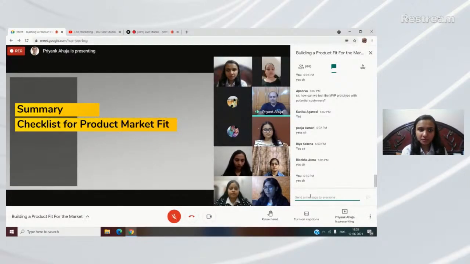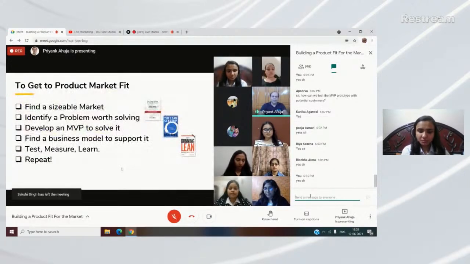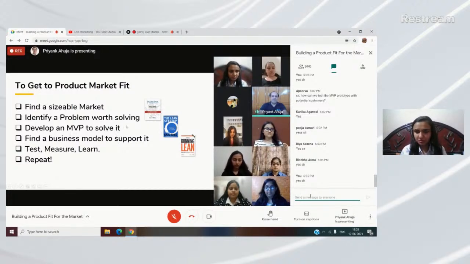So what is the summary finally for this product market fit discussion? These are the key points which we discussed. First, you need to find a sizable market for which you are going to experiment. Second, you need to identify a problem which you are going to solve for a customer. And once you identify the problem, identify the innovator and offer them an MVP so that they can try and share their learning. Based upon that, you can create a business model to support the early adopter. Thereafter, you continuously measure and learn, do the testing, and repeat the cycle so that you will have a good product market fit. So in a nutshell, that is a summary of what we discussed.